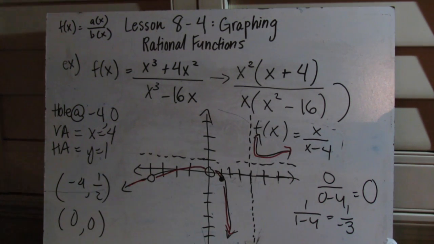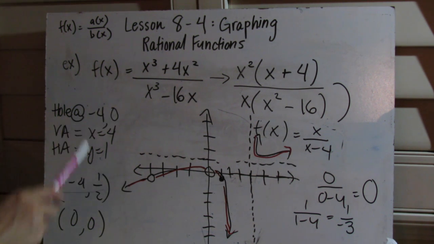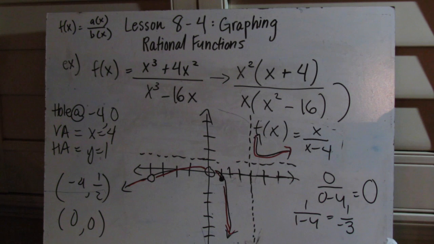So that is what your graph would look like. You have a vertical asymptote at 4, horizontal asymptote at 1. You have two holes at -4, +1/2, and 0, 0. And you can plot any other point when you plug something in. I plugged in 1 and got -1/3. And then from there, you can go ahead and graph.